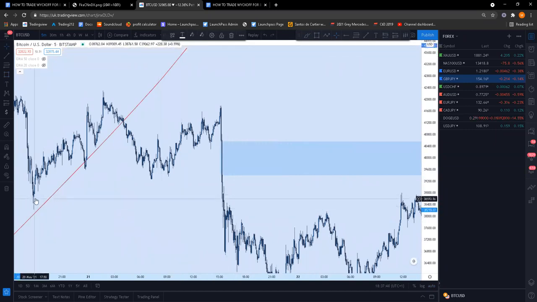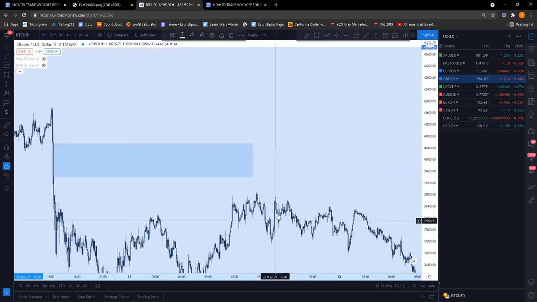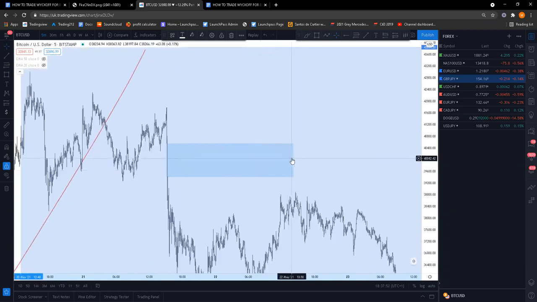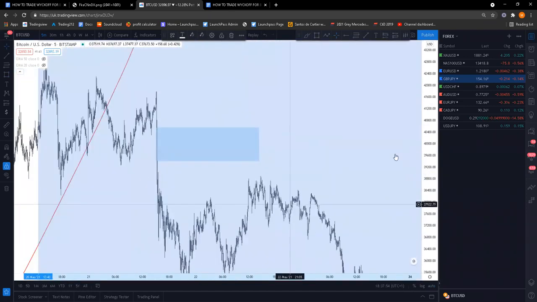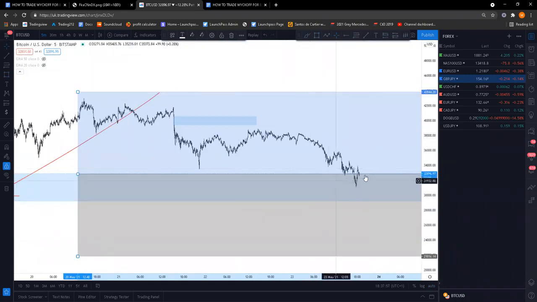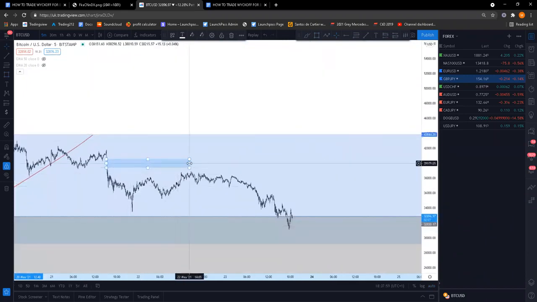So I didn't mean to do that. Just give me a second. Let me lock it. So you could argue that this is an imbalance that it could go to. So it's going to push into our entry price and then push back out into areas of imbalance up here.